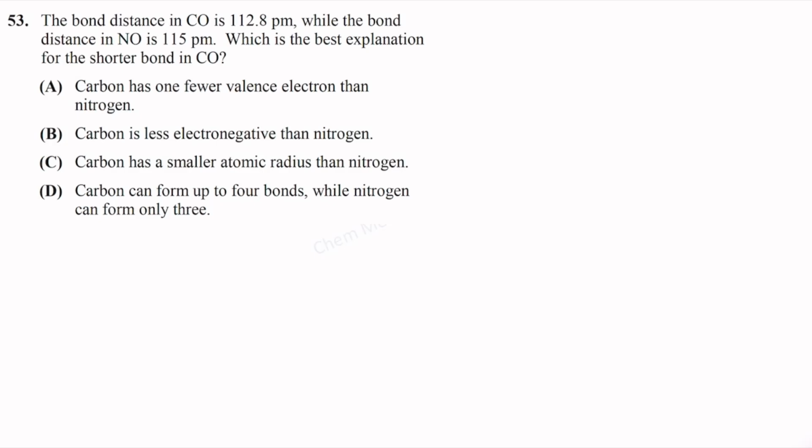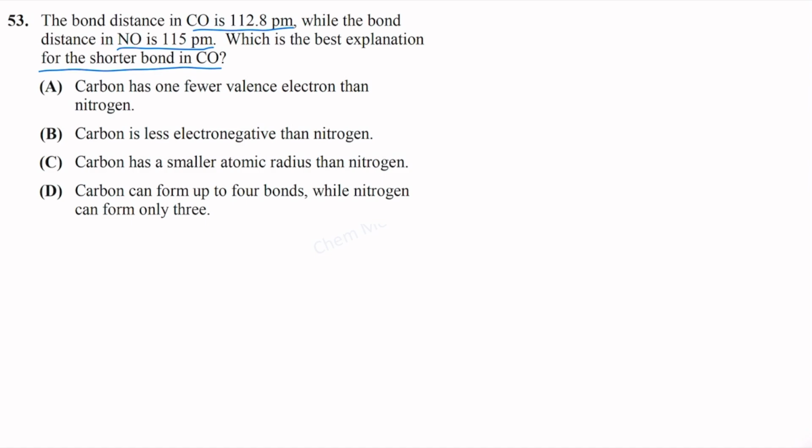Hello everyone, here is a question based on chemical bonding. The bond distance in carbon monoxide is 112.8 picometer while the bond distance in nitric oxide is 115 picometer. Which is the best explanation for the shorter bond in carbon monoxide?